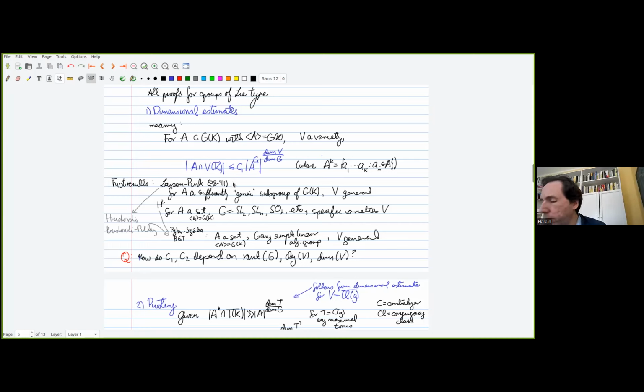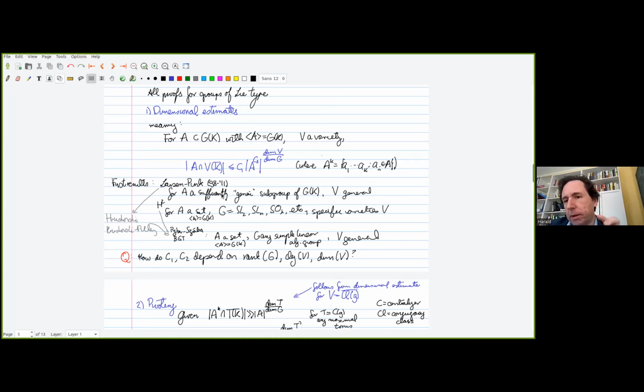The first results of this kind that I'm aware of date to Larsen and Pink, but they were not working with, say, a set of generators. For them, A was a subgroup, a quote-unquote sufficiently generic subgroup of G of K. So, of course, not a set of generators, but just a subgroup. So what was their deal?